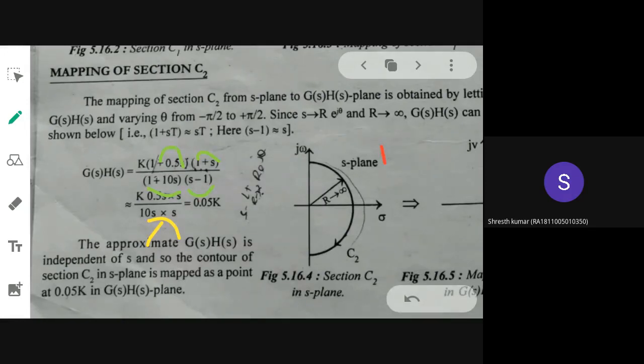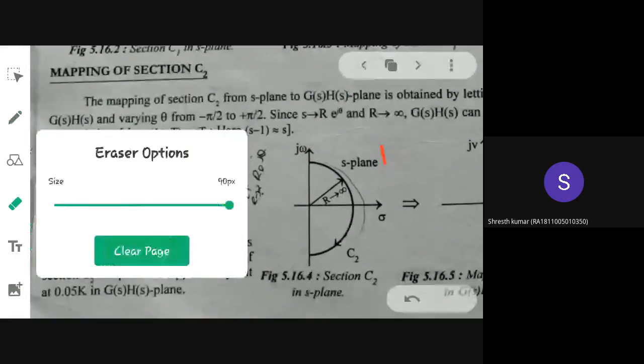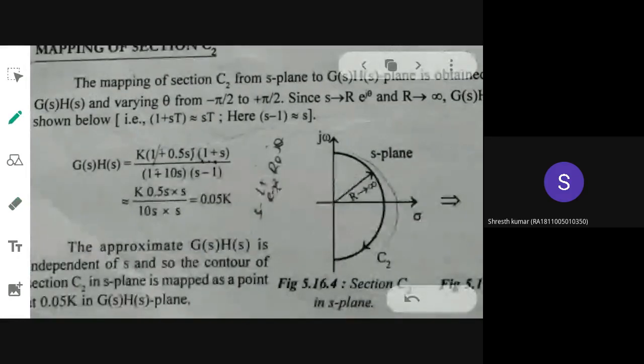The magnitude now is 0.05k only. Because of this, the map is simply a point. It is not a small circle with radius 0. In the earlier case you had e to the j theta something. But here both the S factors are getting cancelled, because S squared is in the numerator as well as in the denominator. So you do not have any angular argument, only the magnitude is present. So for this arc, the map is simply a point located at 0.05k.